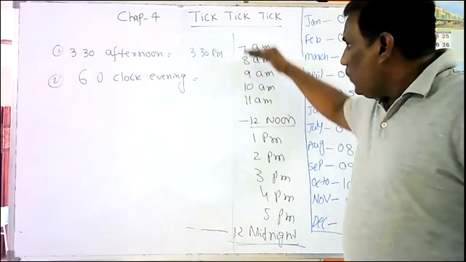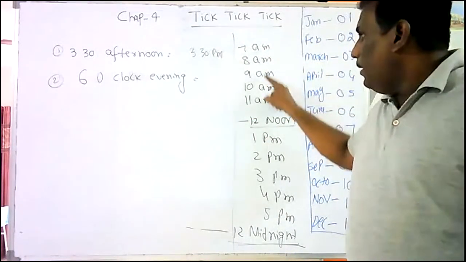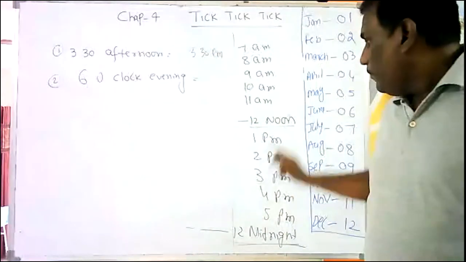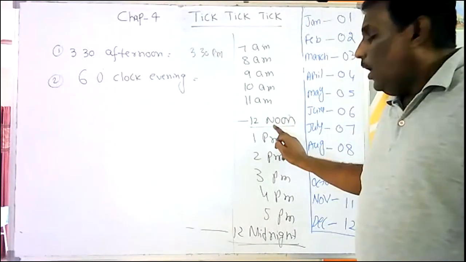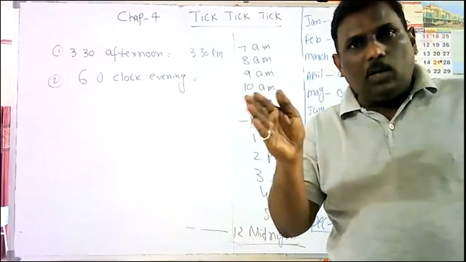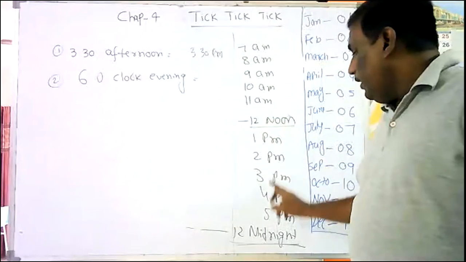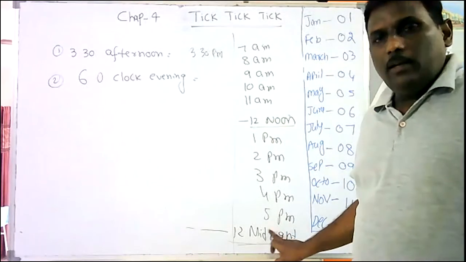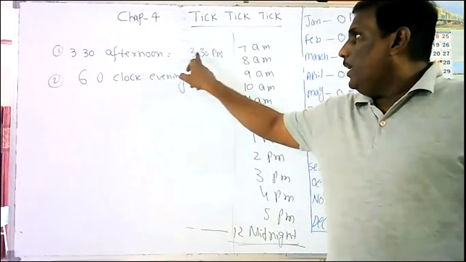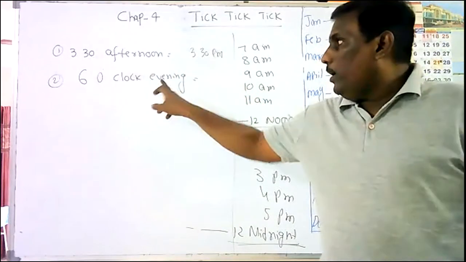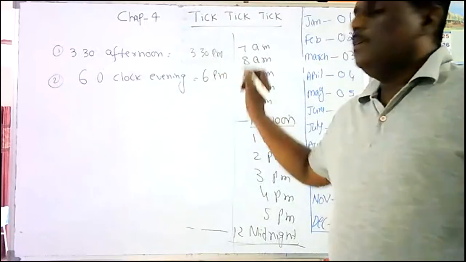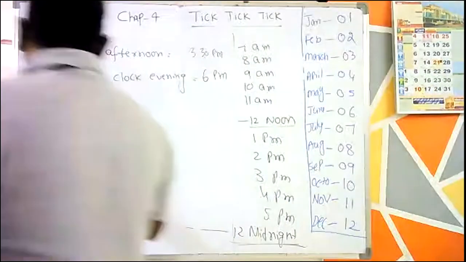Before 12 noon, morning time is always AM, ante meridiem. That is before midday. Afternoon is called PM. After 12 o'clock to midnight, everything is called PM. Afternoon 3:30 means 3:30 PM. What about 6 o'clock in the evening? How to write this? 6 PM.